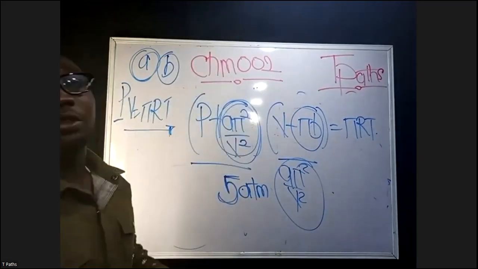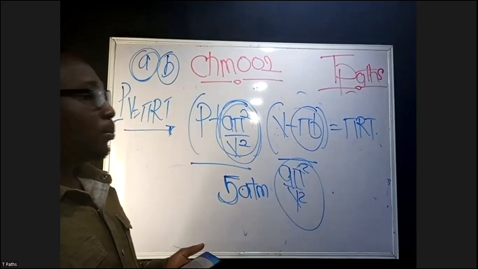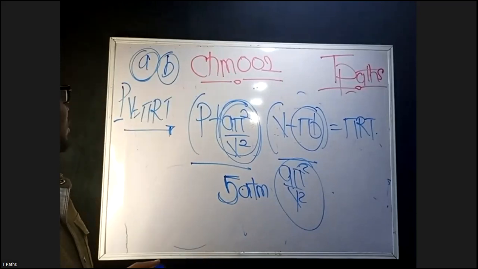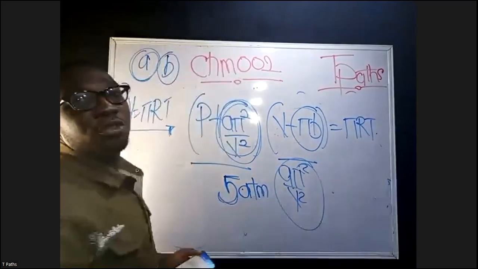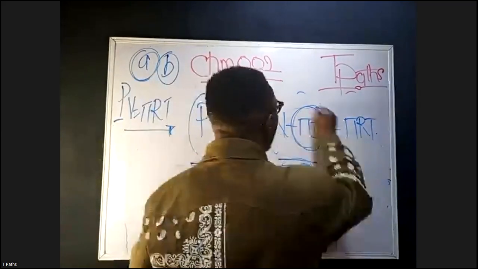Then we go to V minus nb. It said the measured volume, does it increase or decrease? From here, you can clearly say that it will decrease by a factor of n.